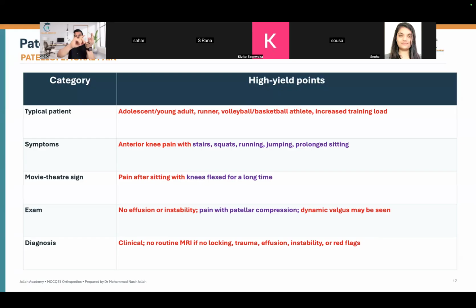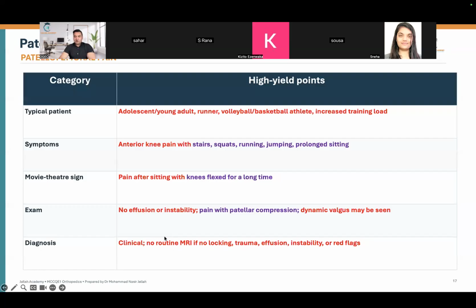Adolescent, someone who is using the knee a lot, like a runner, basketball player, volleyball player, soccer player, anyone who uses the knee a lot. And then the location of the pain will be in the anterior part of the knee. And the pain gets worse when the patient is using stairs, jumping, running, and sitting for a long period of time. And it worsens when you compress the patella. Remember these four. And dynamic valgus may be seen. Dynamic valgus may or may not be seen, so that's why it's not very important.